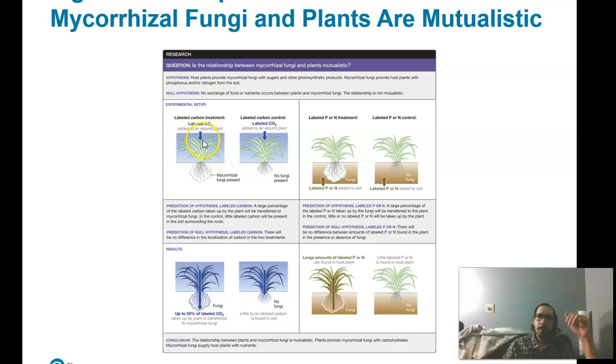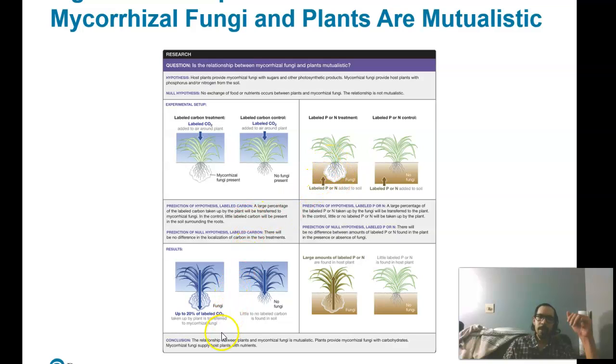And so what they did here was they labeled carbon treatments. So it was radioactive carbon that they exposed the plants to. Okay. And then in the other group, they had a plant that had the fungi in the roots, and then another plant that did not have the fungi in the roots. And in this one, they treated the soil with phosphorus and nitrogen.